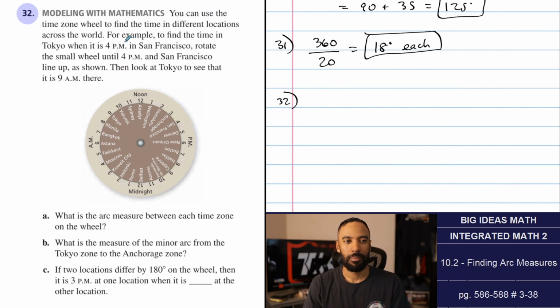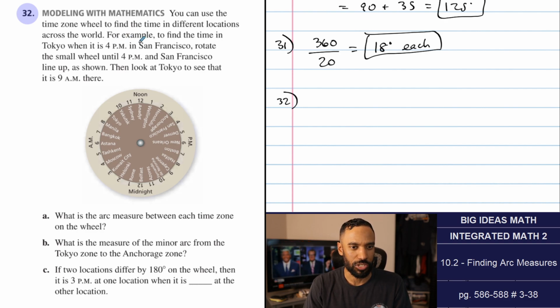For example, to find the time in Tokyo when it's 4 p.m. in San Francisco, rotate the small wheel until 4 p.m. in San Francisco lines up as shown. Oh, I see. The middle thing rotates. These things stay static. Okay, got it. That's cool. I want to buy one of these suddenly. Then look at Tokyo to see that it's 9 a.m. there. Okay, totally got it.